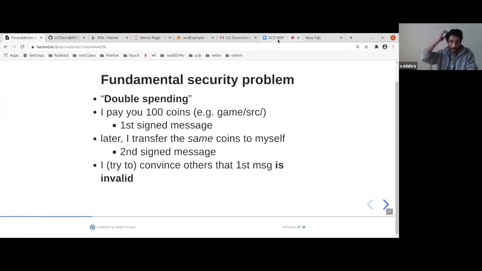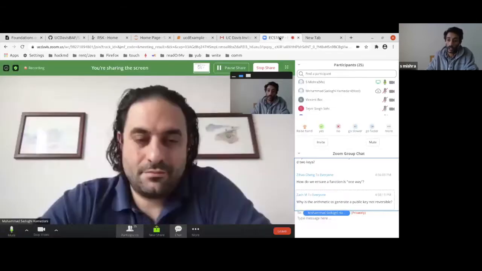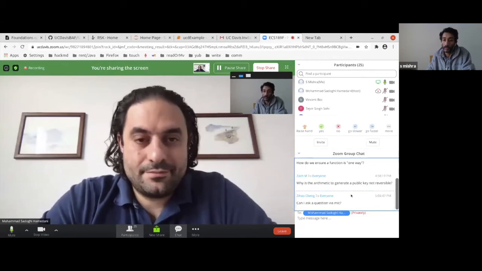And before I check for questions, I'll just put this slide on there to say the fundamental security problem in Bitcoin is double spending. There are some other concerns like people censoring transactions or privacy issues, but the primary security issue is this. Someone pays you 100 coins, that's a signed message. Someone then uses the same coins and either pays somebody else or sends it to themselves. So that's a second signed message. And then they try to convince others that the first message, which was a payment to you, is invalid. That's called a double spending problem, and that's a primary problem in blockchains. Let's check for some questions here. Good.